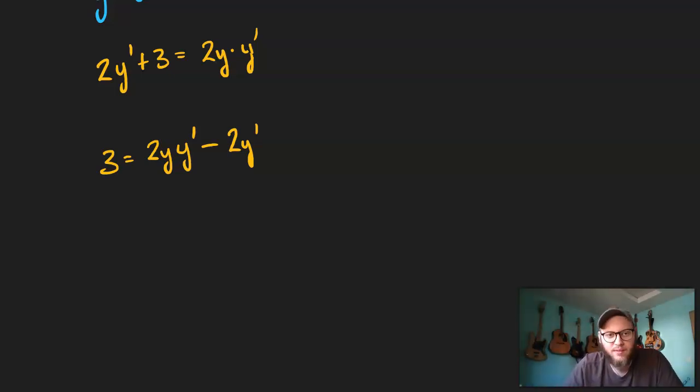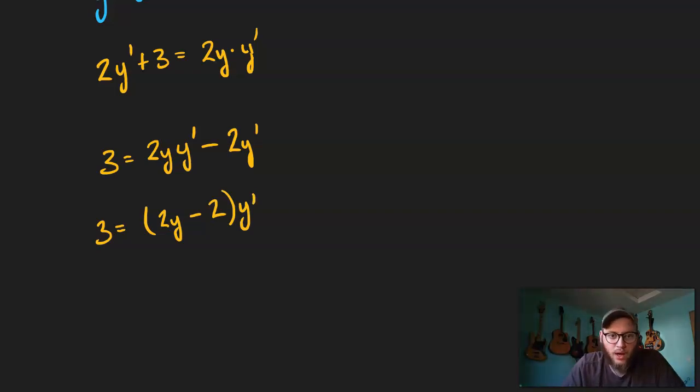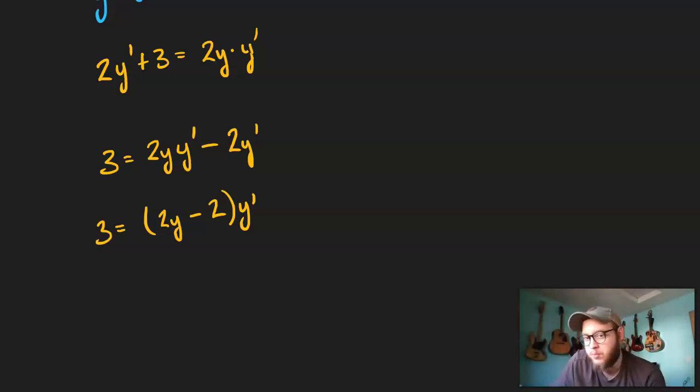Now let's move up here, give ourselves a little bit of space. Let's keep down here and save that for a little later. What we need to do is factor out a y prime from here, because that's what we're trying to solve for. Since these are two different terms, we can't just add or subtract them. So that's where the factorization comes in. So we get 3 equals, pulling out a y prime, we're left with 2y, and pulling out a y prime, we're left with 2. Now the operator between this quantity, 2y minus 2, and this y prime is multiplication.